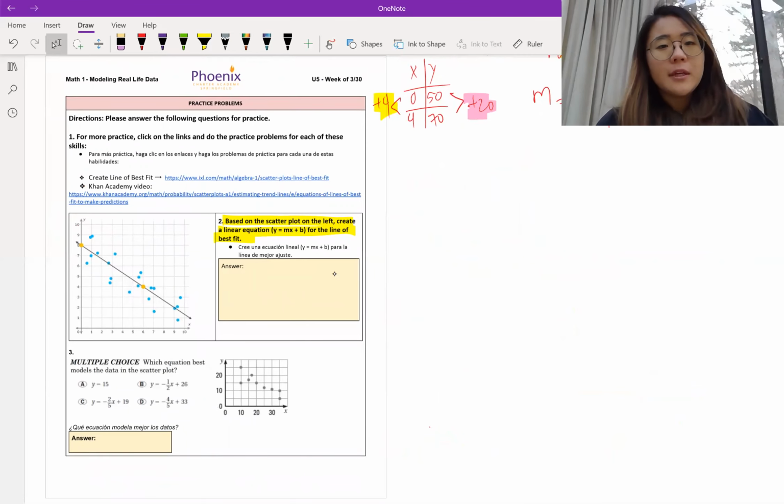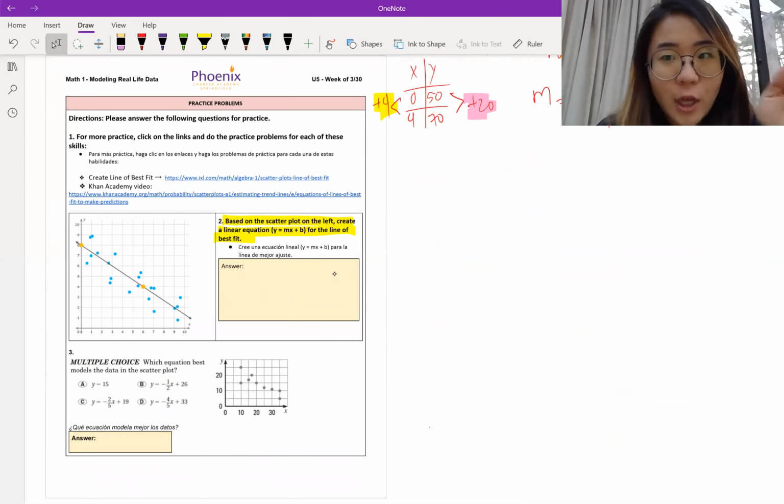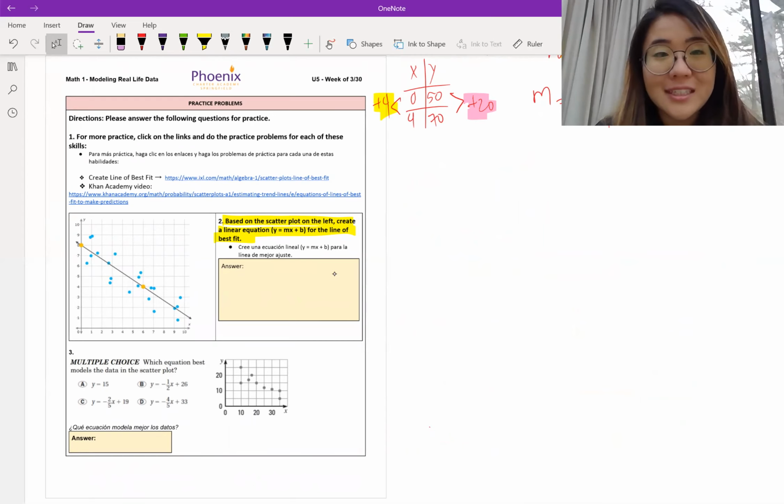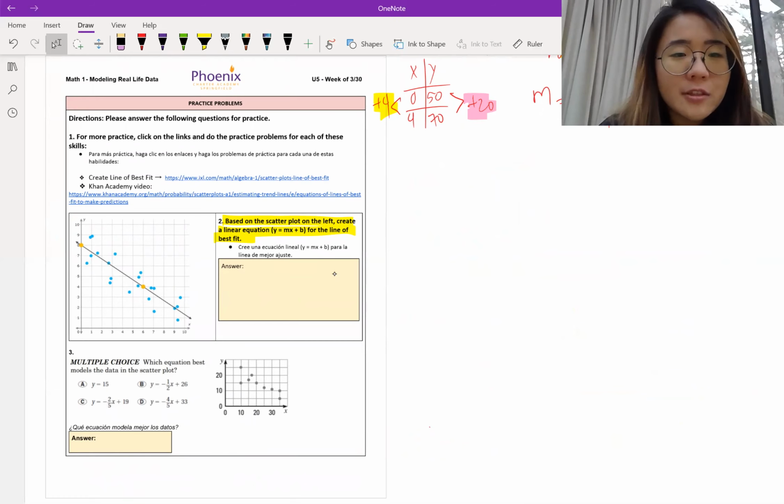Now let's turn to the next page. You're looking at your practice problems, all right? Please click on those links. Those links are not there for show. I want you to go and practice these math skills, because as much as I give you these packets, you really need to practice them, because math is definitely like basketball. You need to practice to get good at it. So please do those.